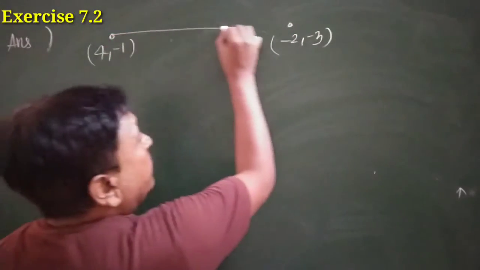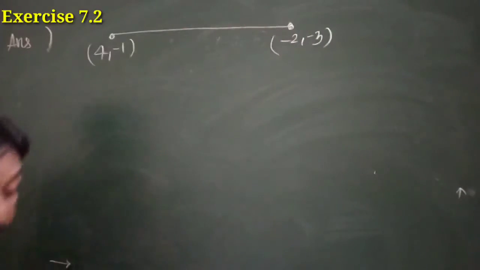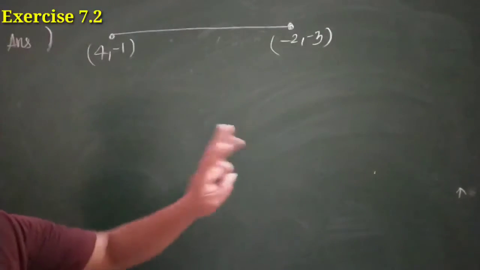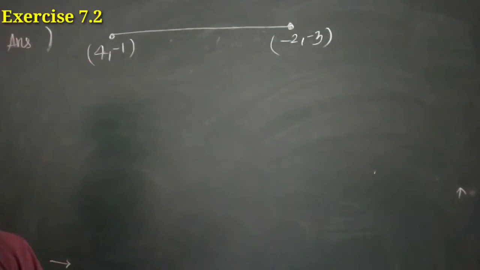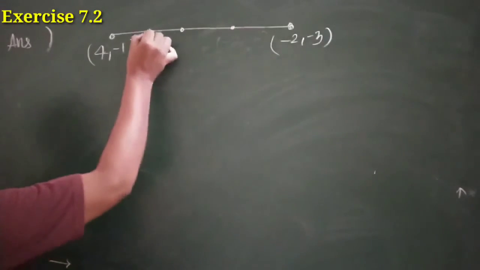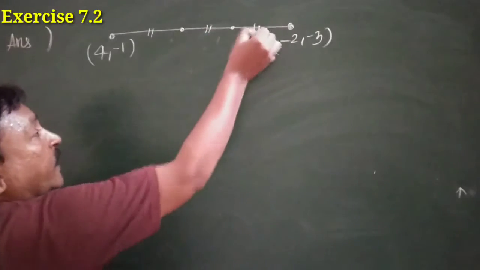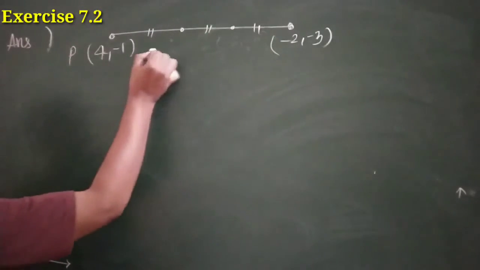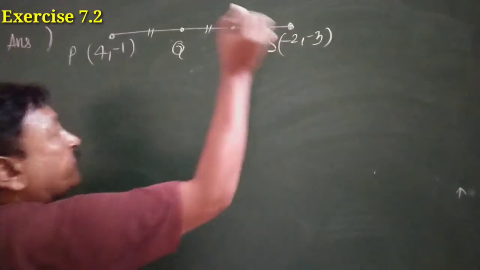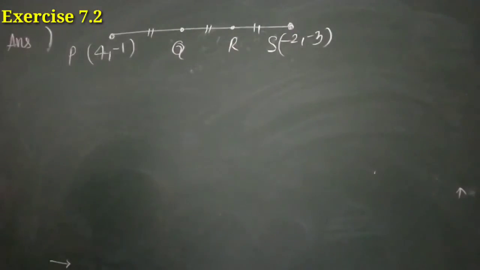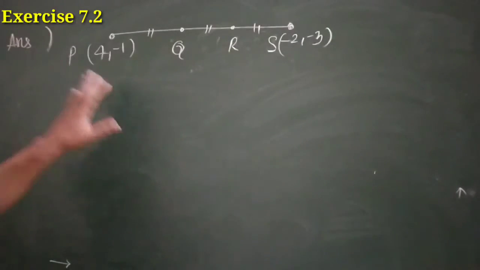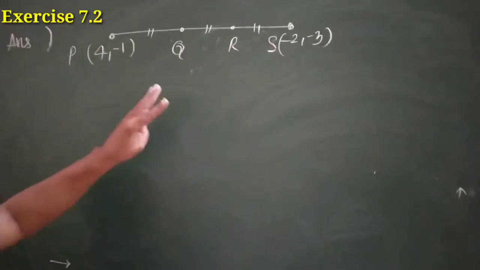If we will join them, it will become a line segment, and we have to find the coordinates of the points which are dividing this line into 3 equal parts. Trisection means 3 equal parts. So we can say this point and this point. It means this part will be equal to this and this part will be equal to this. Just give the names P, Q, R, S. Okay. So we have to find out the coordinates of the points Q and R, and this Q and R are dividing this line PS into 3 equal parts.